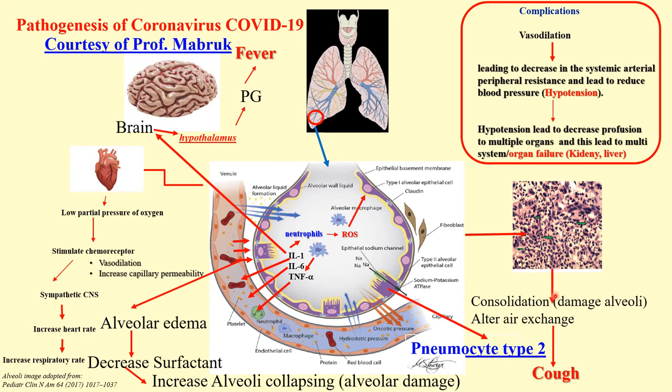Now, also, there is a complication due to the infection with the coronavirus COVID-19. As I mentioned previously, we have vasodilation. Remember, we said that the inflammatory mediators will lead to fluid leaking from the blood vessels surrounding the alveoli. Also, you have to know that this vasodilation will lead to a decrease in the systemic arterial peripheral resistance, and this will lead to a reduction in the blood pressure, which we call hypotension. Hypotension will lead to a decrease in the perfusion of many organs in the body, and this will result in multi-organ failure, for example kidney failure or liver failure.